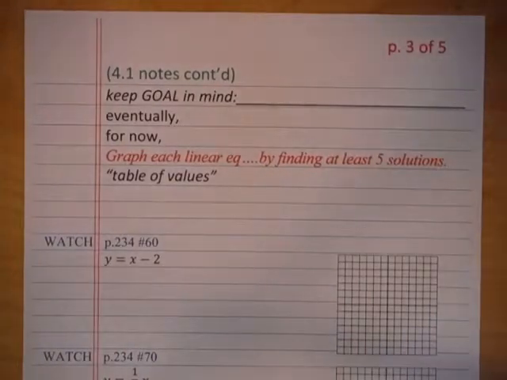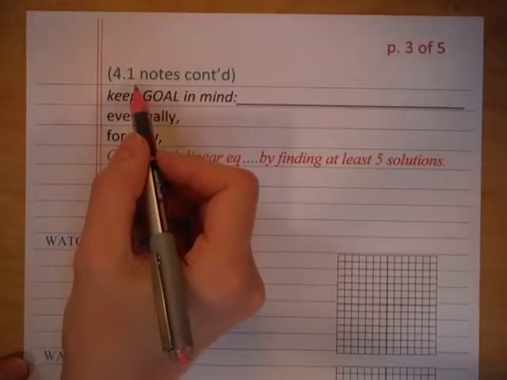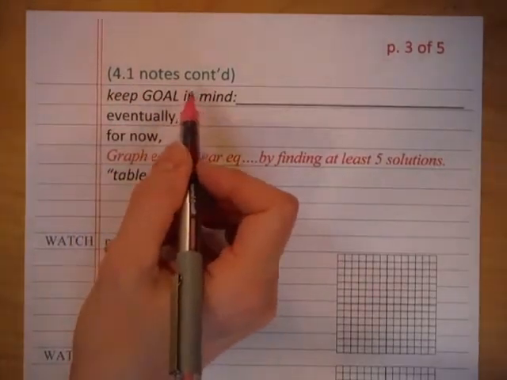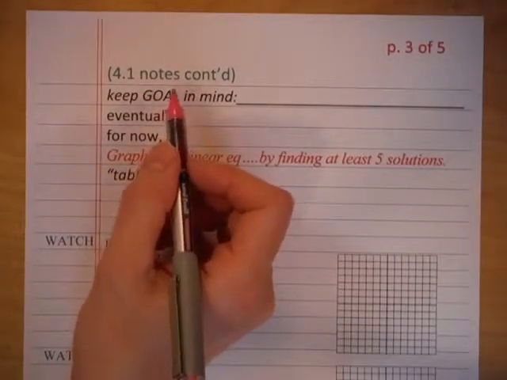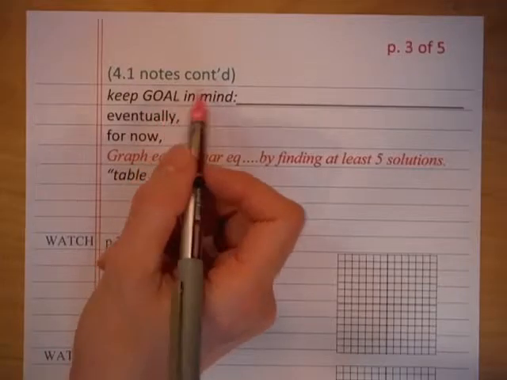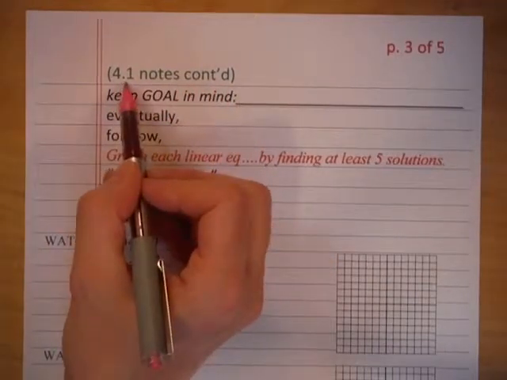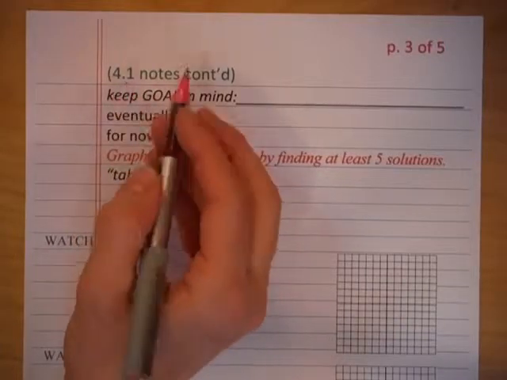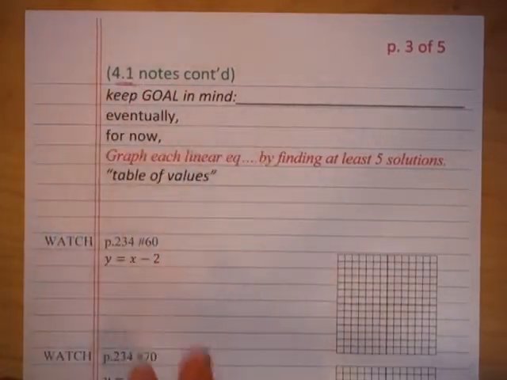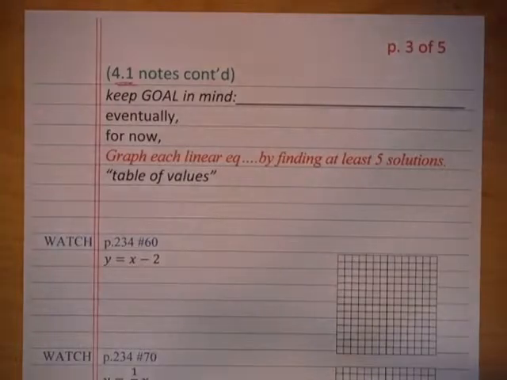Here we are at the top of page 3 for section 4.1. We're in the chapter on graphing, the chapter on linear equations and inequalities in two variables. So now we're dealing with x and y, and this first section is just graphing linear equations in two variables. We're just doing some basic work in starting to graph the lines.